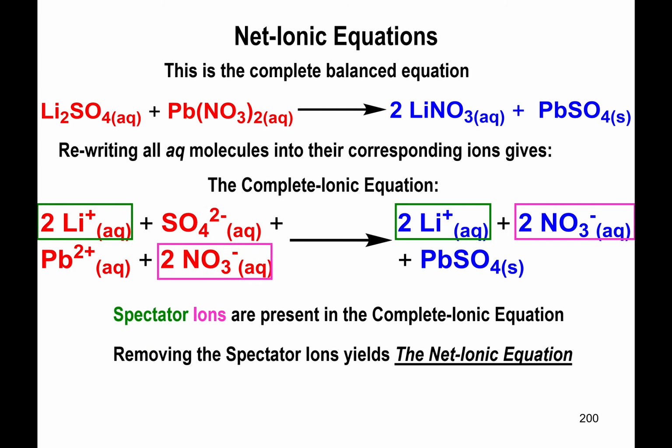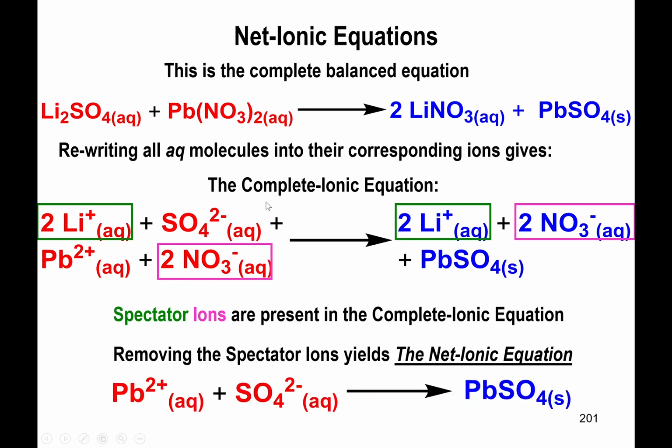So, what we end up doing is removing the spectator ions altogether from the equation, generating what we call the net ionic equation. So canceling out the lithiums and canceling out the nitrates which are present on both sides of the equation exactly in the same format leaves us only with Pb2 plus AQ, SO4 2 minus AQ on the reactant side, and PbSO4 solid on the product side.